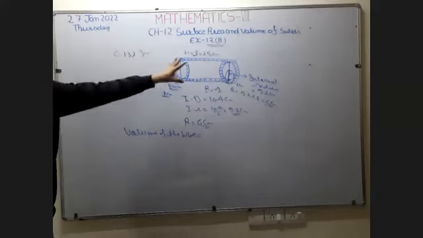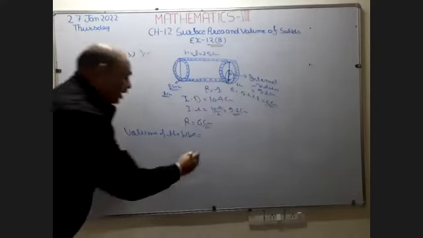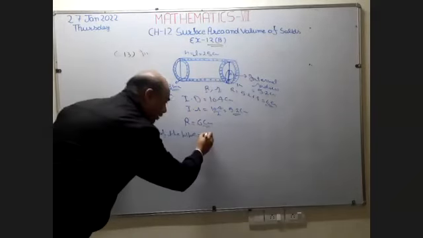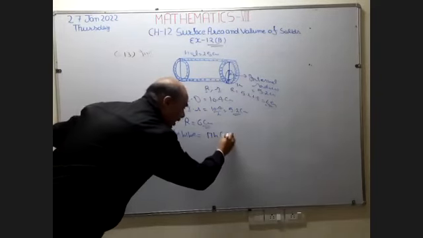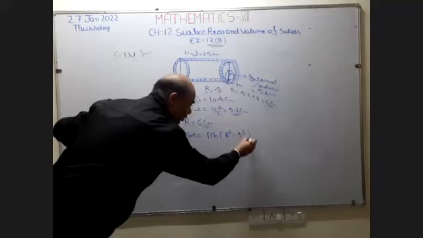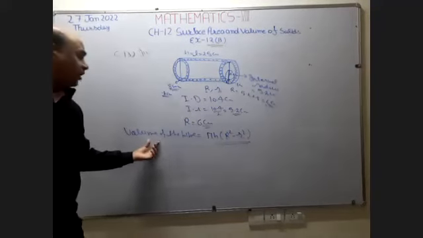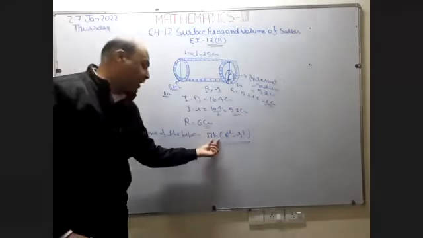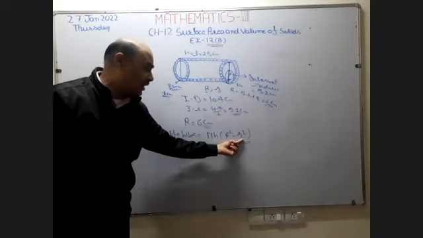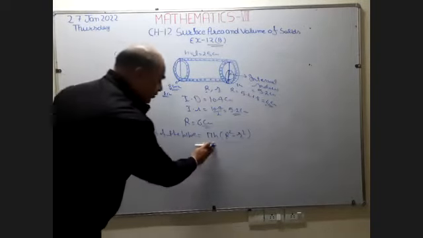Now this is the hollow cylinder. Formula you know. How do we find the volume of this pipe? So the formula is pi h, capital R square minus small r square. So this is the formula for finding the volume of the pipe. We use the formula pi h, capital R square minus small r square. Okay.